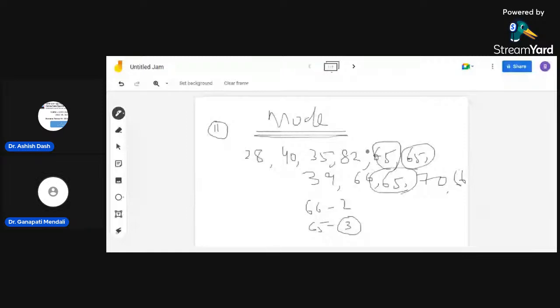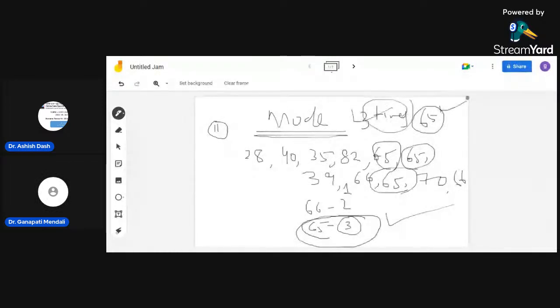So here 65 occurs the most frequently. So here the value of the mode is 65. Which variable has occurred the most times? That is the mode. So in our example, the marks 65 have occurred three times. Three students have secured 65 marks. So the value of the mode is 65.